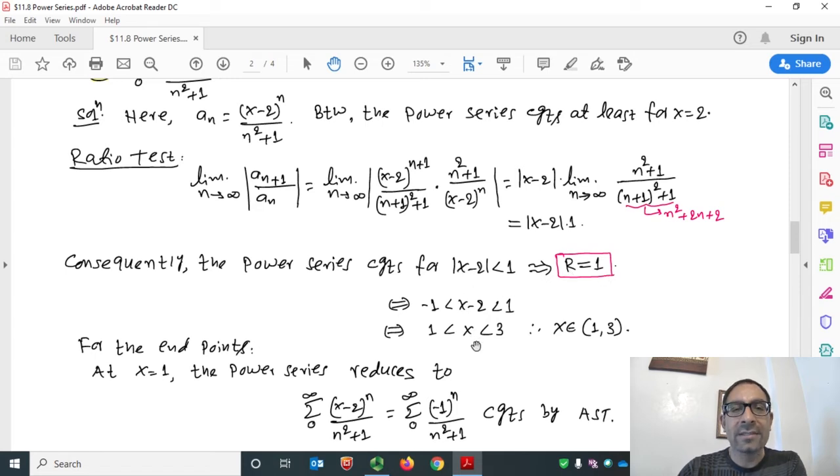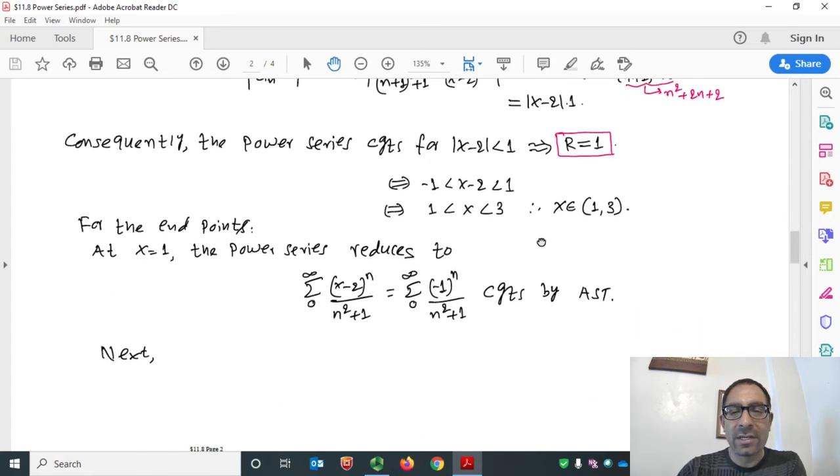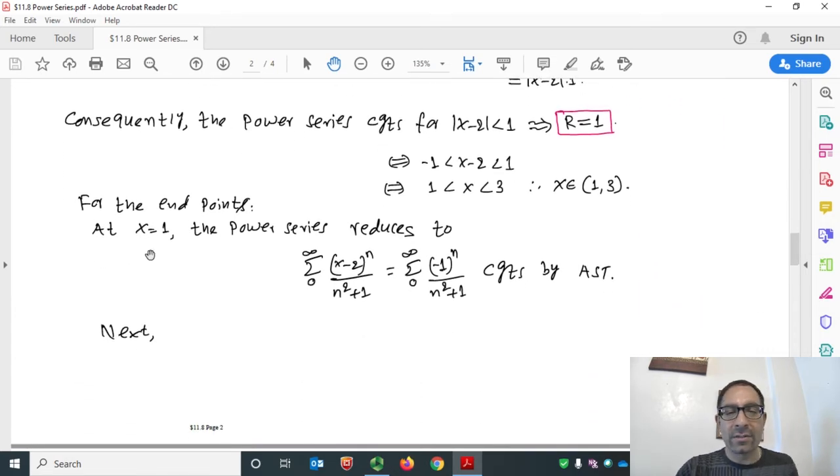Simplify for x, so x lies between 1 and 3. So we have the open interval (1, 3), but at the endpoints 1 and 3, we have to check separately. So let's check the endpoints. At the left endpoint x equals 1, the power series reduces to, this is the given power series, let's put x equals 1. This gives me the series of (negative 1)^n over n squared plus 1, and this converges by the alternating series test.